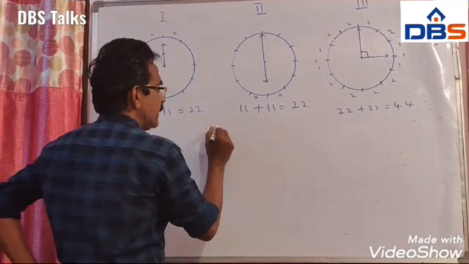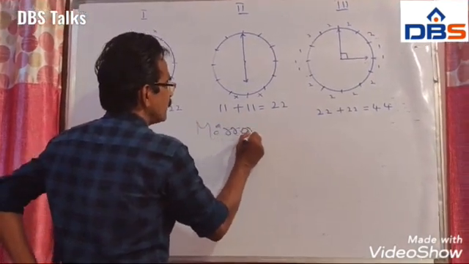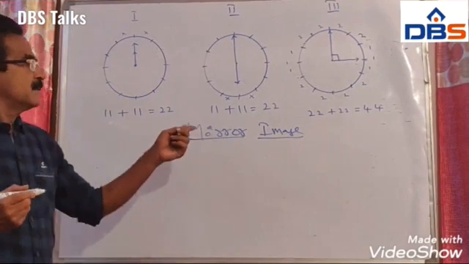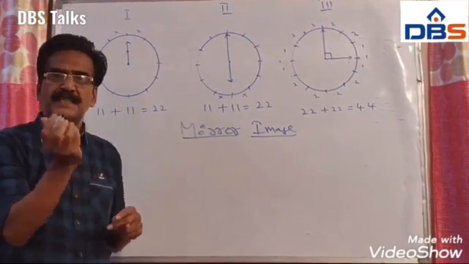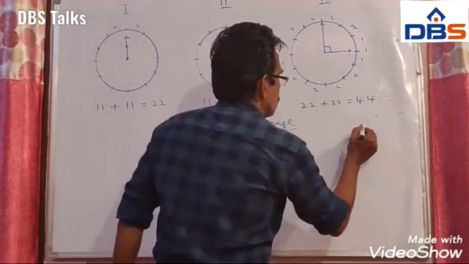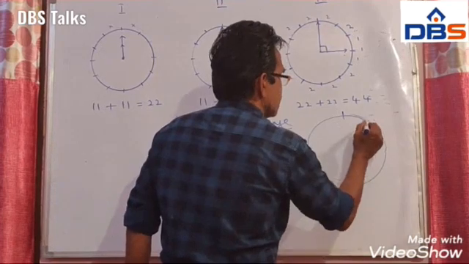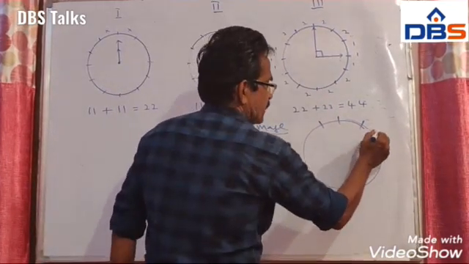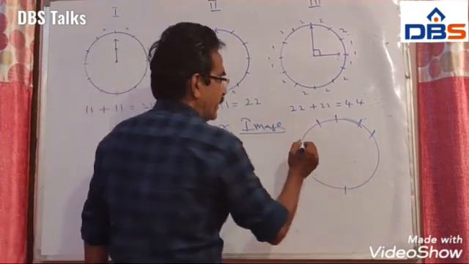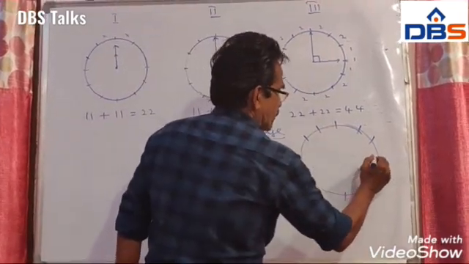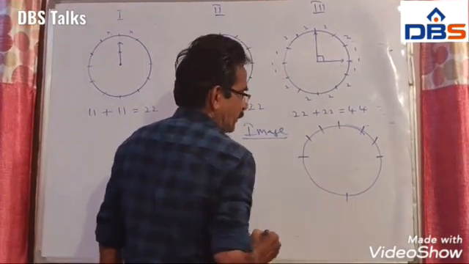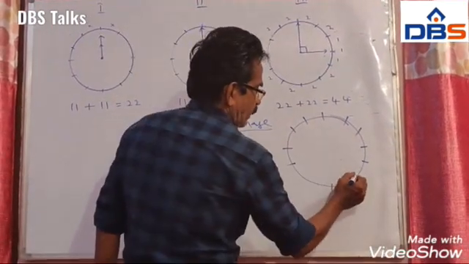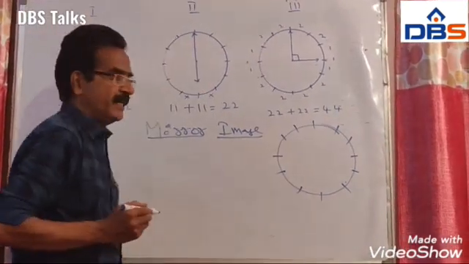Next, let us see mirror image. See, in a mirror, left and right interchange. So, if the time is 1 o'clock, it appears as 11 o'clock. If the actual time is 2 o'clock, in the mirror it appears as 10 o'clock. If the actual time is 3 o'clock, it appears as 9 o'clock in the mirror. If the actual time is 4, it appears as 8 o'clock in the mirror. If the actual time is 5, it appears as 7 o'clock in the mirror.